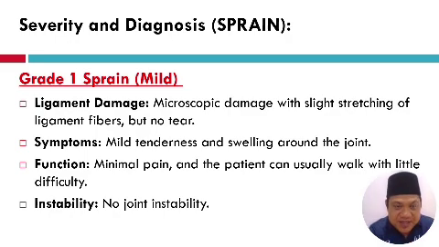Okay, severity and diagnosis for sprain. Grade 1 sprain, we consider as mild. Ligament damage, microscopic damage with slight stretching of ligament fibers but no tear. Symptoms, mild tenderness and swelling around the joint. Function, minimal pain, and the patient can usually walk with little difficulty. Instability, no joint instability.